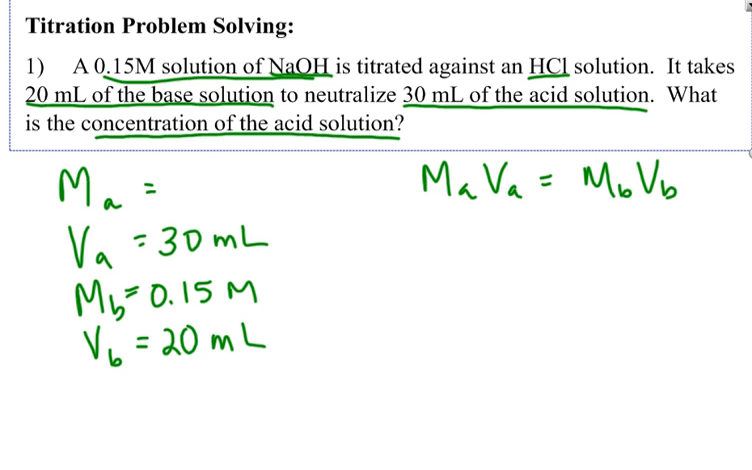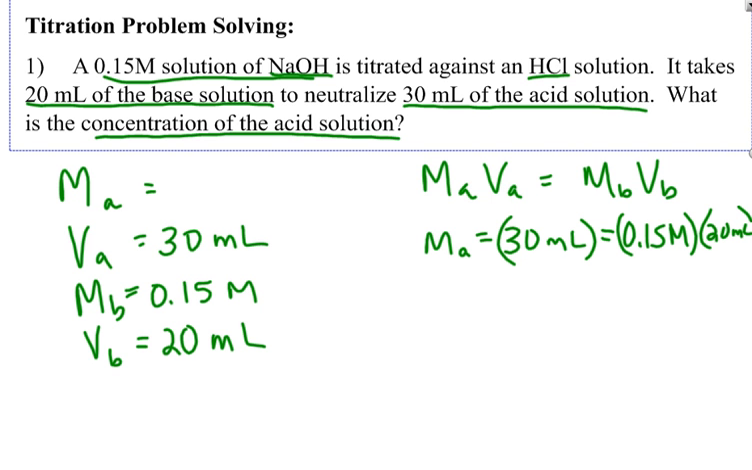Okay, so solving for Ma, we plug in everything else. Molarity of the acid is equal to 30 milliliters, is equal to 0.15 molar, and the volume of the base is 20 milliliters. Now you might be wondering whether or not you need to convert these volumes to liters, because that's what the volume is supposed to be measured in, and that's what would cancel with the volume in the molarity unit of moles per liter. But you can see here that when we divide both sides by 30 milliliters as we solve for the molarity of the acid, milliliters cancel, and so you're actually all set.